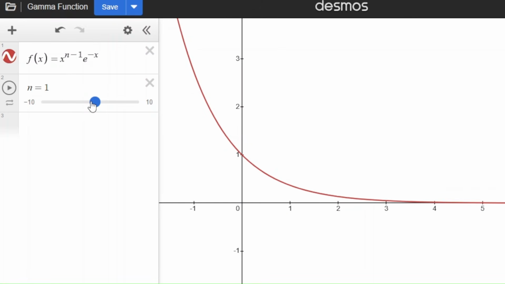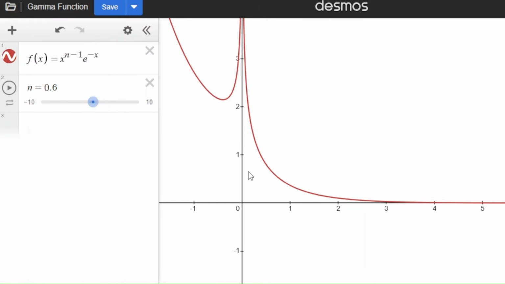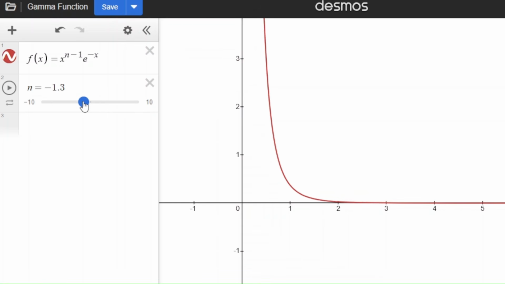If n is less than 1, though, we get a vertical asymptote. Now, when n is still bigger than 0, so n is 0.6 here, this vertical asymptote is still integrable. We still get a finite area there. But when n is 0 or less than 0, we're getting an infinite area here. We get an asymptote that's not integrable. So our integral diverges.